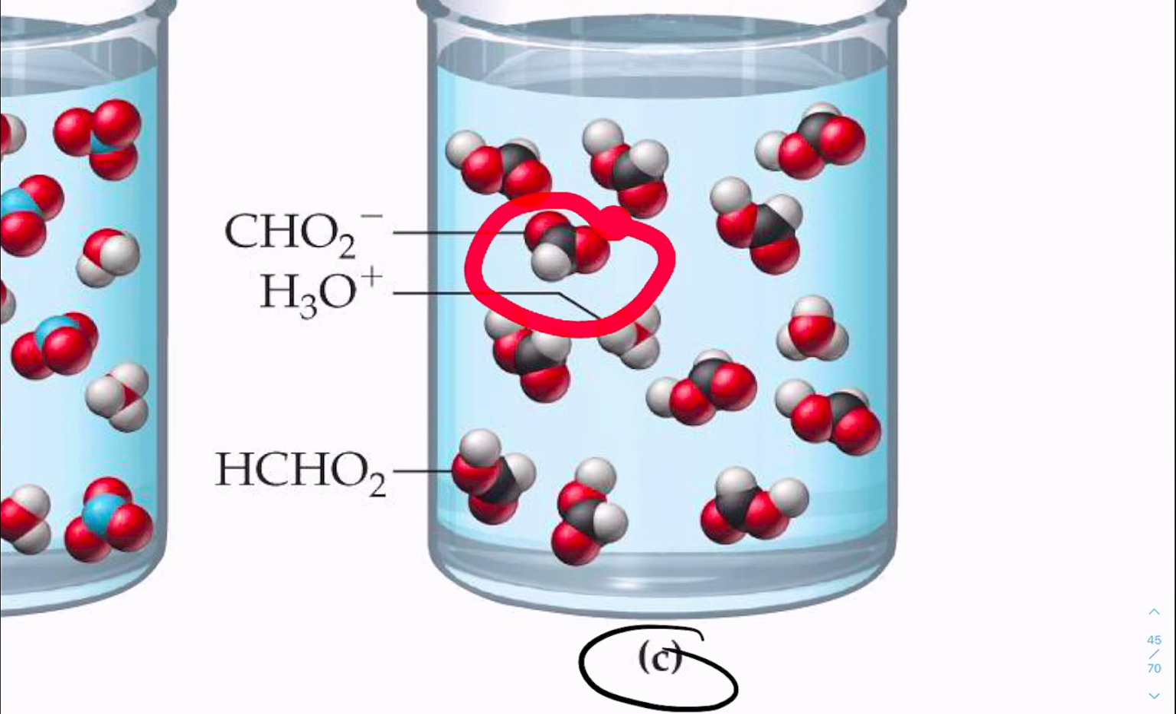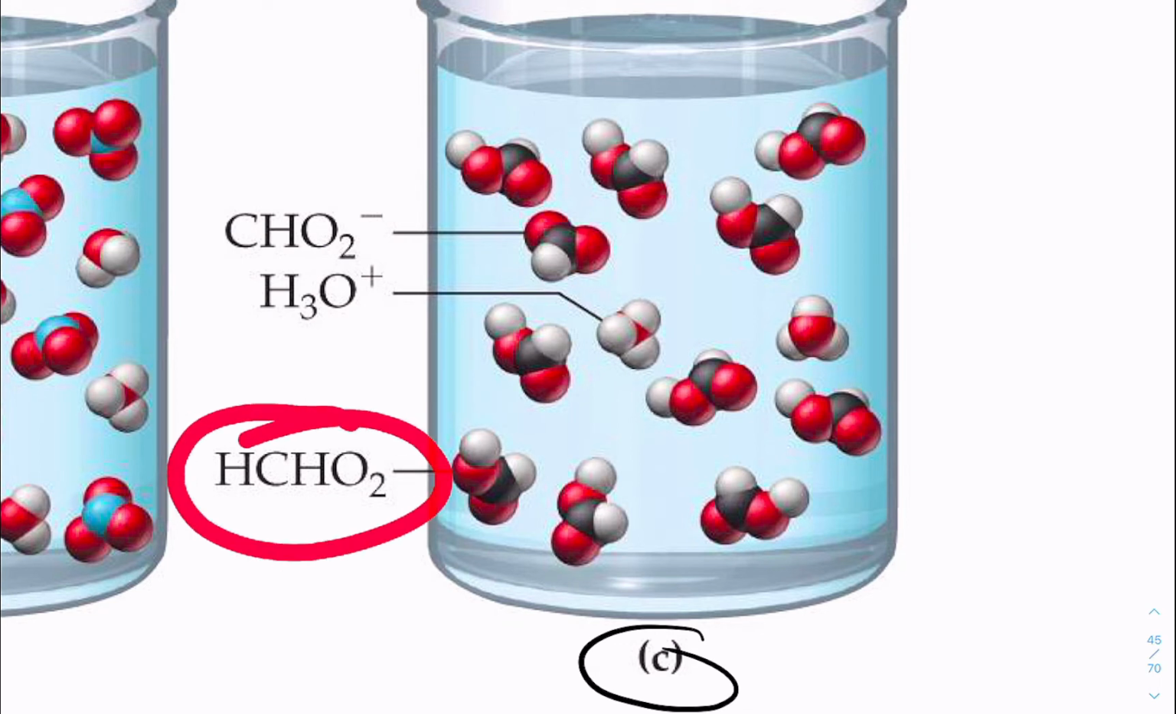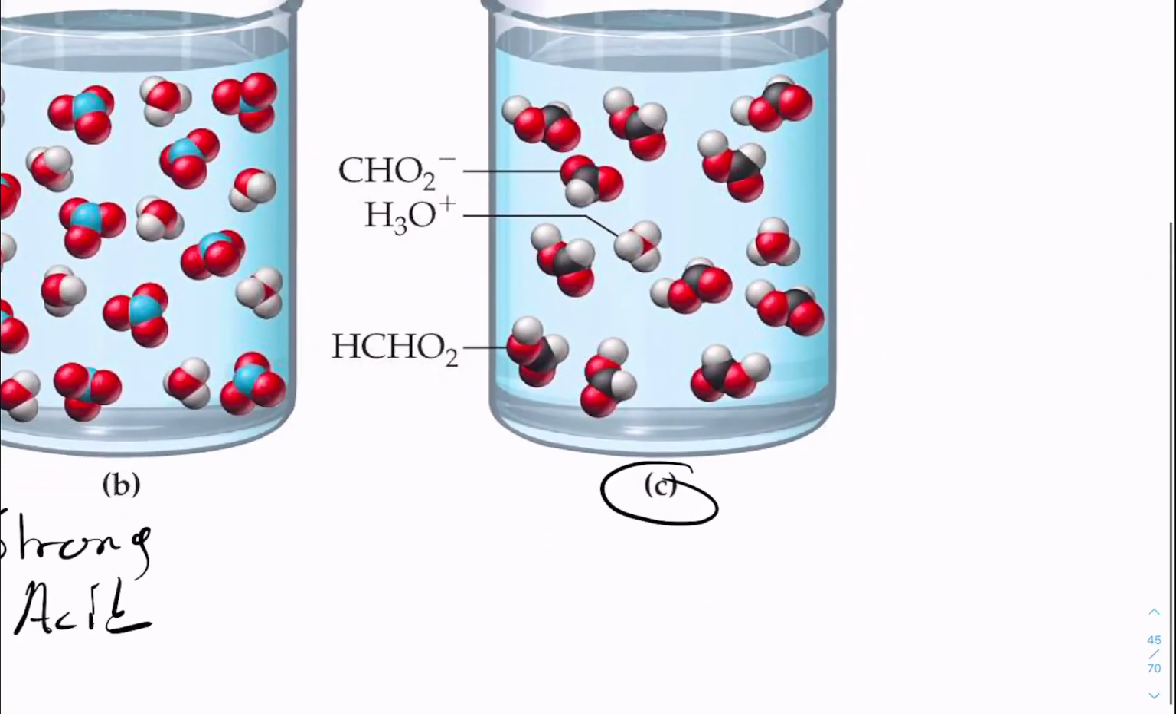And there's only one of them in here that's ionized. So this has become an ion. HCHO2 is not an ion, and that's almost all of them. So we have almost all of the acid still, and only one ion. So this is the weak acid.